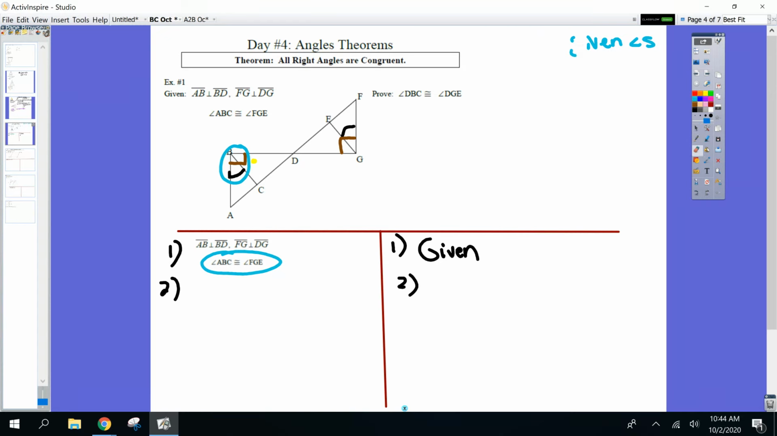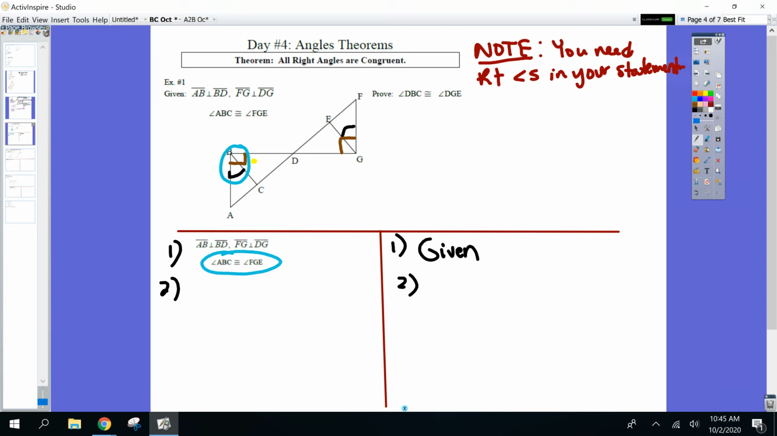Well, everyone sees the new theorem here. All right angles are congruent. Can you guys make a note for me up here? Because you cannot use that any single time you want. There is a prerequisite for it. There's a condition that needs to happen before you say right angles are congruent. Ready? You need right angles in your statements first.